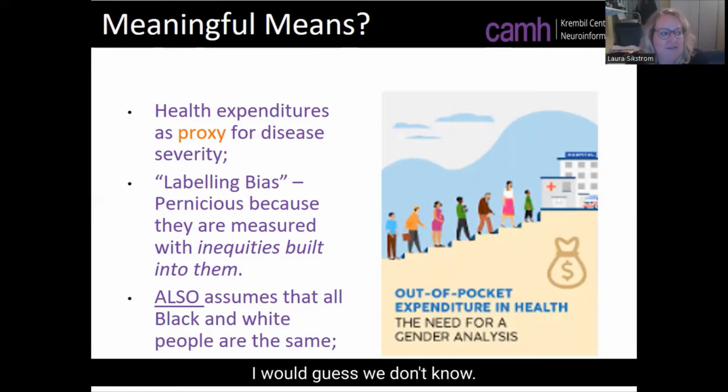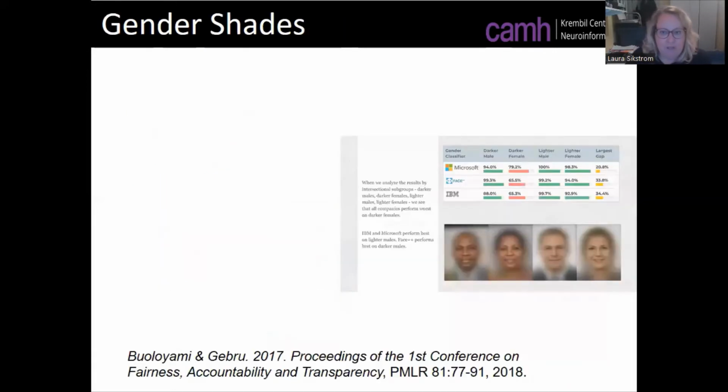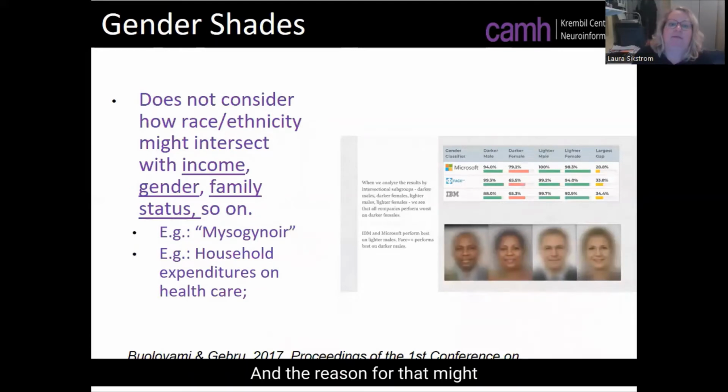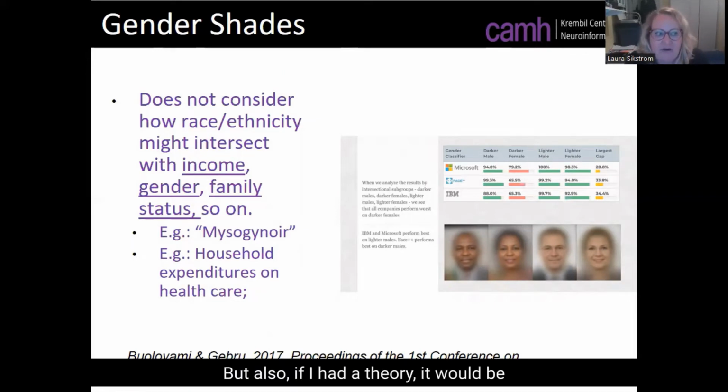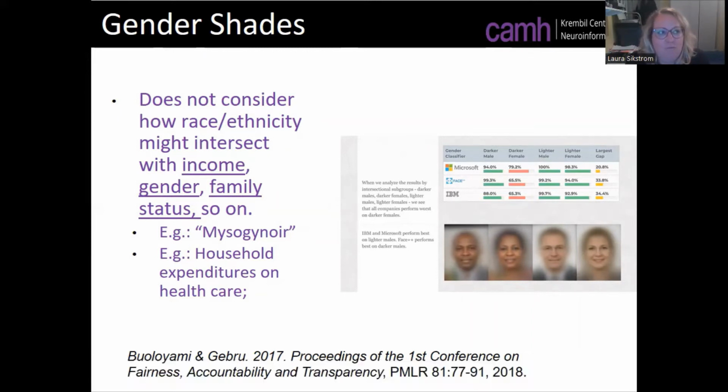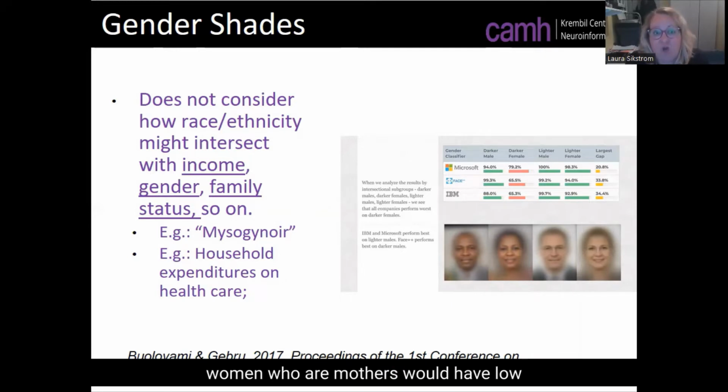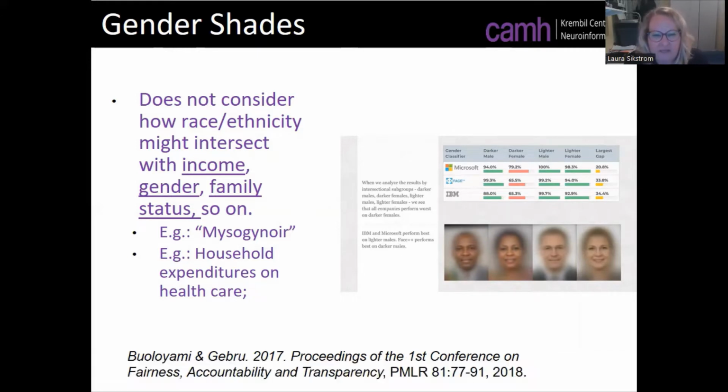I would guess, we don't know, but that Black women in particular might be underserved by this. And the reason for that might be called something like misogynoir, but also, if I had a theory, it would be, we know that women who are mothers are much more likely to spend money on their children than men. And so my hypothesis would be that women who are mothers would have low health expenditures, but quite possibly high disease severity. So that's one way that you could think about to cut this pie.